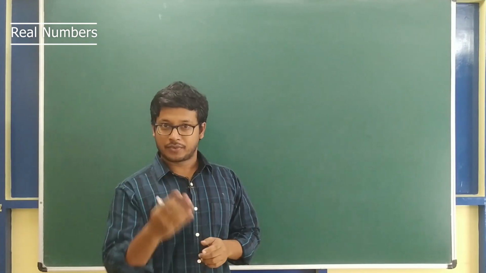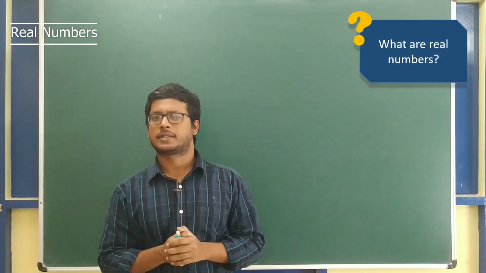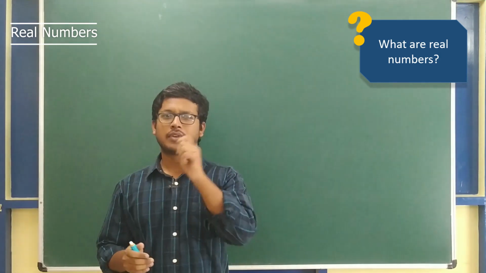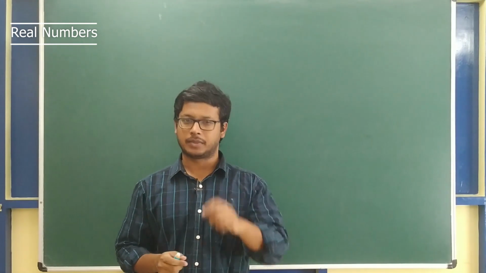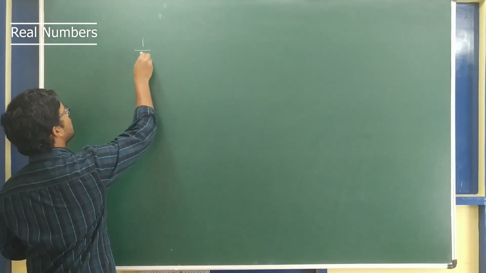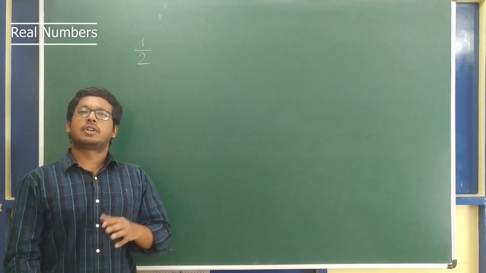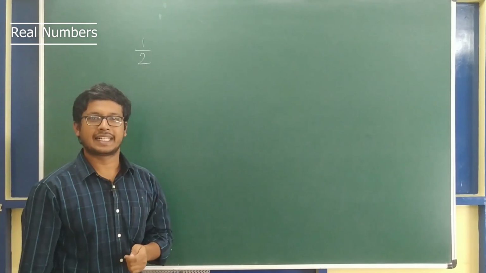The first chapter of your 10th standard deals with real numbers. Now the question is, what are real numbers? To understand that, we will study the first properties of rational numbers. Let's take a simple rational number, for example 1 by 2. This is of the form p by q. I will try to convert it into decimal.